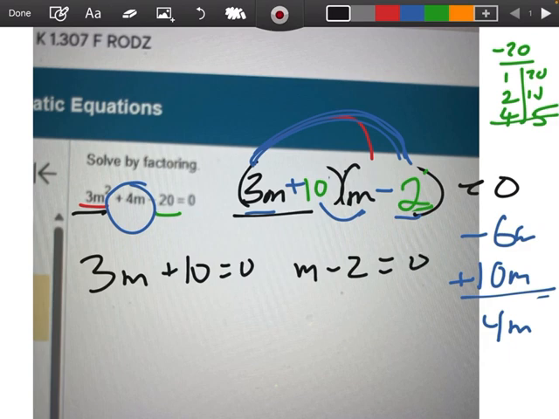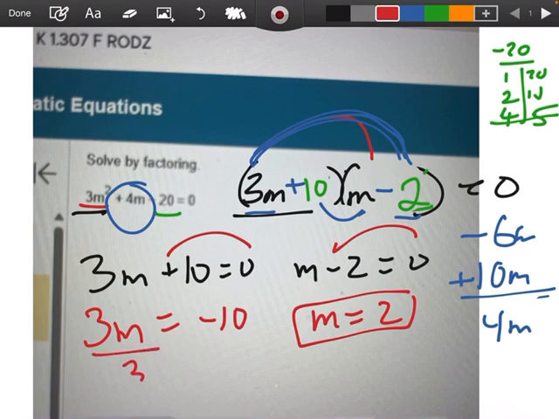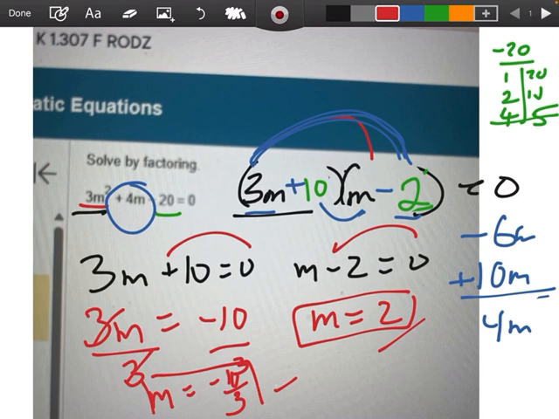Okay, when I move this 2 over, that 2 becomes positive. Okay, there's my first answer. When I move that 10 over, that 10 becomes negative. And then when we divide both sides by 3, I'm coming up with a negative 10 over 3. Okay, so I got 2 answers here. Negative 10 over 3 and positive 2. You got any questions? Let me know.